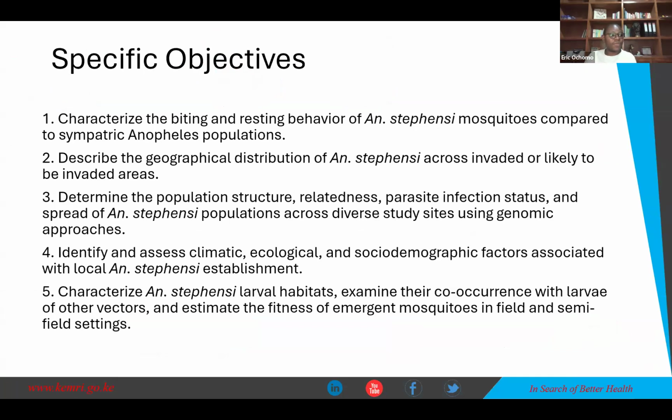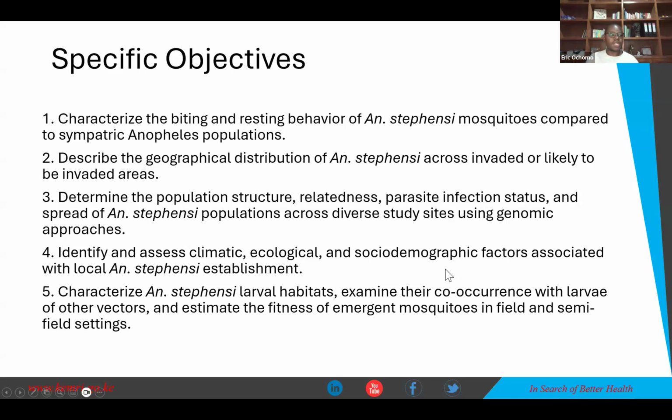And to do that, we have 5 specific objectives. One is to characterize the biting and resting behavior, which I think is very important because that's what will determine the best way to respond to it in terms of control. Second is to describe the geographical distribution of stephensi across invaded or likely to be invaded areas. Third is to determine the population structure, relatedness, parasite infection status, and the spread of stephensi, and this will be done using genomic approaches. Fourth is to identify and assess climatic, ecological, and socio-demographic factors.